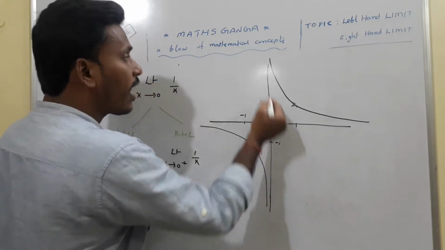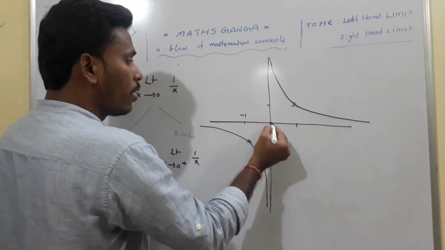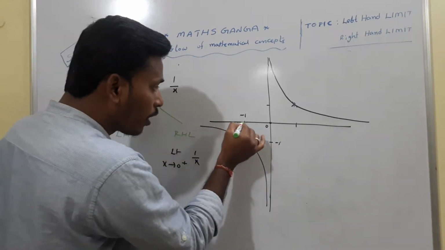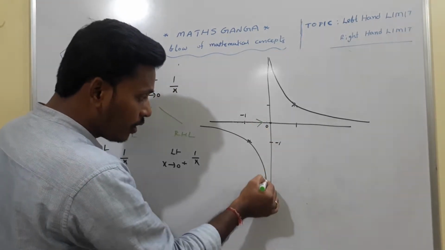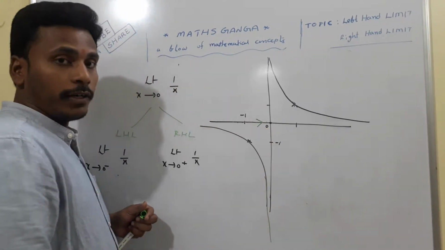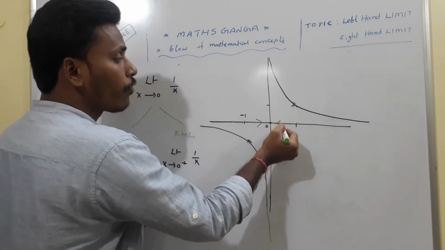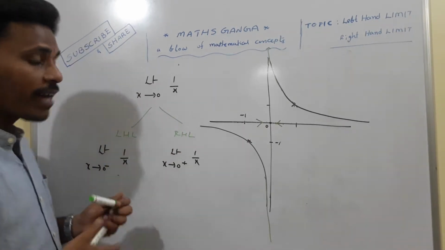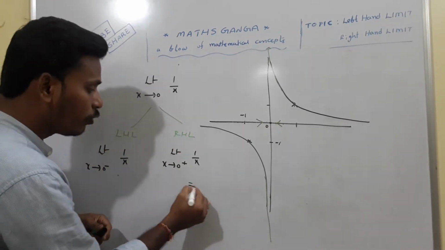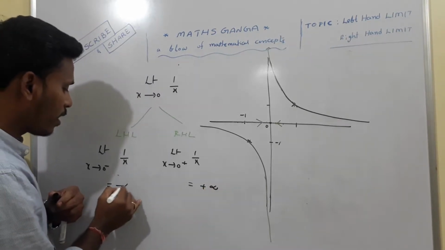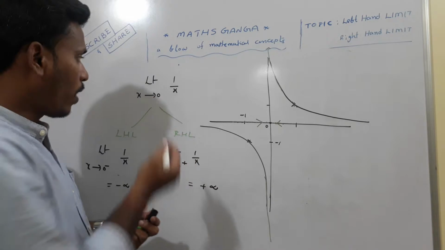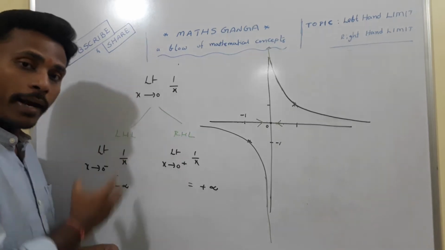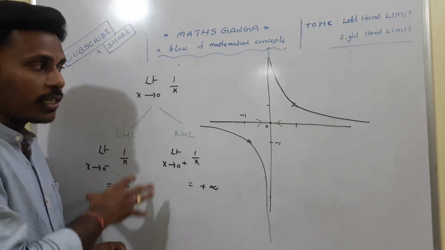Right? Since this is the graph of 1 by x, this is point 0, we are going to find out the limit at 0. See, if x values are moving towards 0 from the left side, the graph is going towards minus infinity. And as x values are moving towards 0 from the right side, the graph is going towards infinity. So, this graph directly suggests that the right hand limit value is plus infinity, whereas the left hand limit value is minus infinity. So, for the function limit x tends to 0, 1 by x, both left hand limit and right hand limit are different. One is minus infinity and the other is plus infinity. So, this is very clear from the graph.